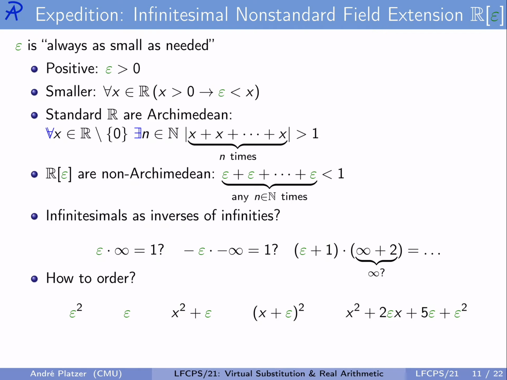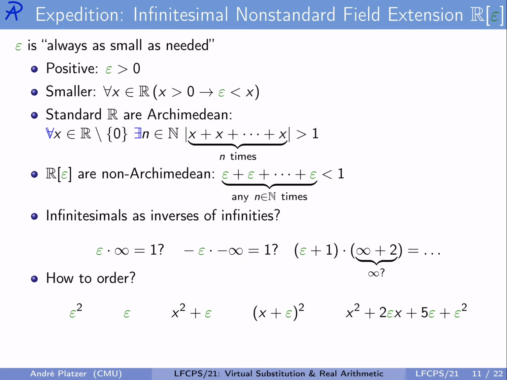Now, this changes everything because, for example, the standard reals satisfy the Archimedean property. For any real number that isn't 0, if you just add it to itself often enough, it will exceed 1. That means for every real number that isn't 0, there is some number of times that you can add the number to itself, and then take the absolute value, and you do get a number that exceeds 1.